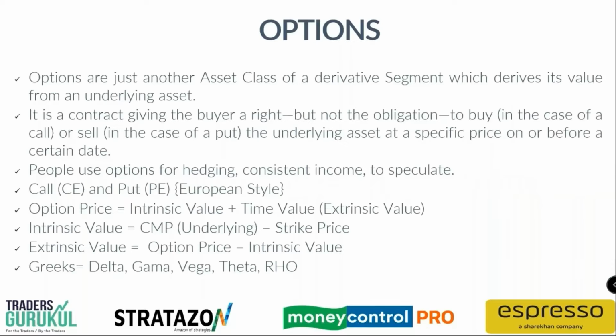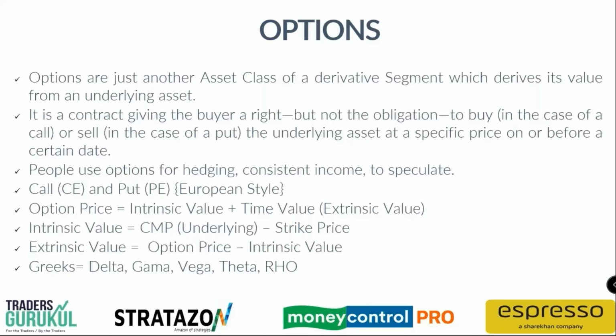So what is an option? An option is basically just another asset class of derivatives, which derives its value from an underlying asset, right? It is a contract giving the buyer a right but not the obligation to buy or sell the underlying asset at a specific price on or before a certain date, that is the expiry date.